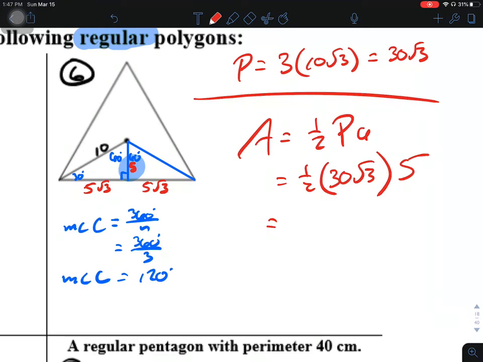1/2 of 30 is 15. No, it isn't. Yes, it is. 15 times 5, that is, carry the 1, that's 75. We know units for these, so the area is 75 square roots of 3 square units.